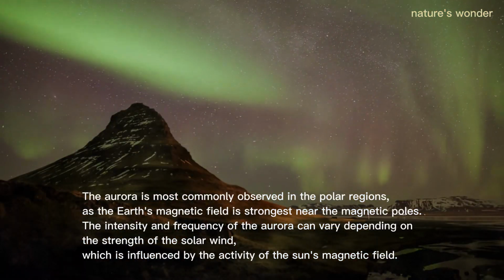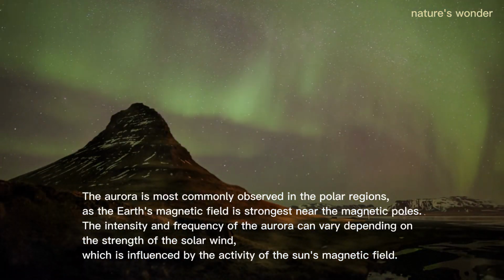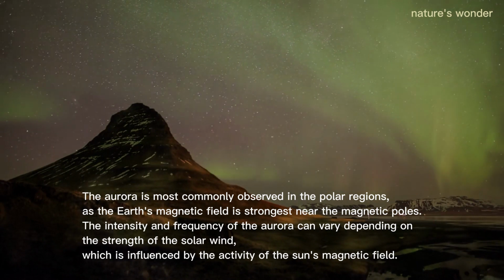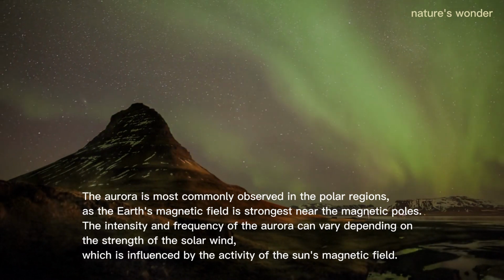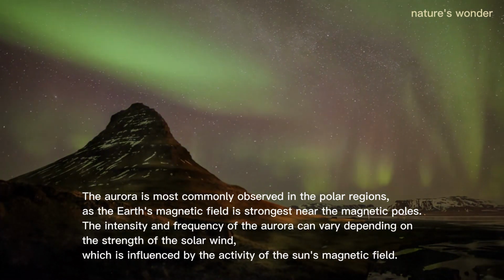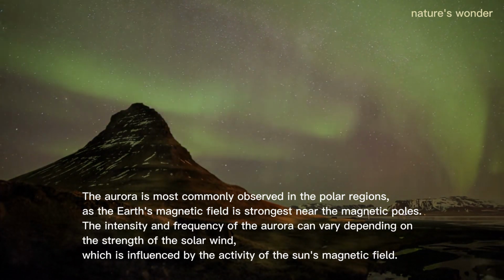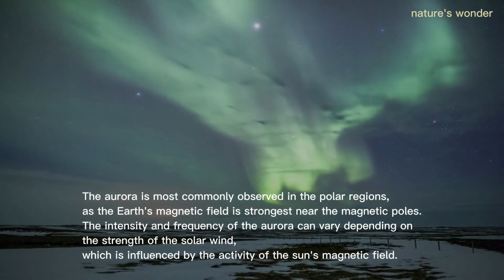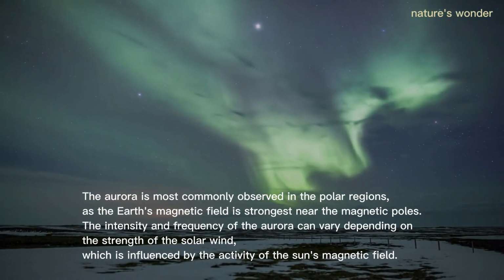The aurora is most commonly observed in the polar regions, as the Earth's magnetic field is strongest near the magnetic poles. The intensity and frequency of the aurora can vary depending on the strength of the solar wind, which is influenced by the activity of the Sun's magnetic field.